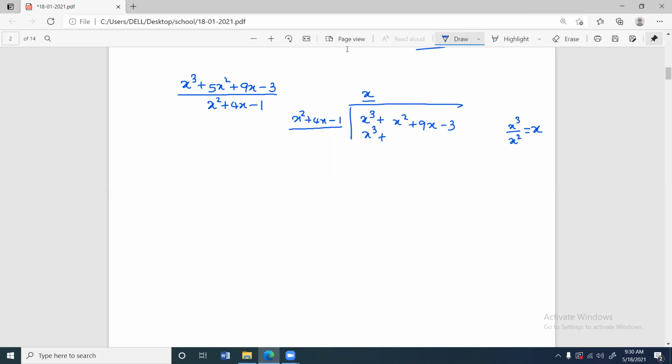Other than that, it's not prominent what I want to tell you. Right. Then x into 4x is 4x squared. x into minus 1 is minus x. Then do the subtraction to that. Then x cube minus x cube is 0. 5x squared minus 4x squared is plus x squared. 9 minus minus 1 is plus 10x.